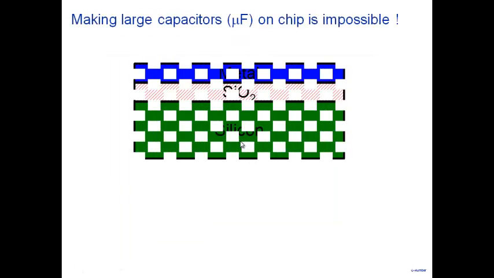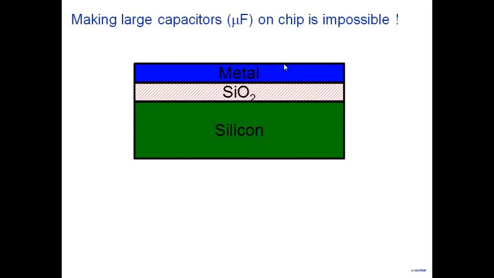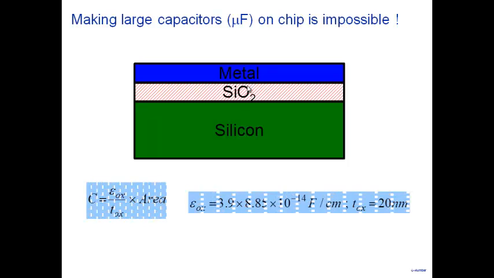Why can't I make these capacitors? Some quick calculation. One of the ways in which you can make a capacitor is, if you have silicon, you can make SiO2, an insulator, and you can put metal. I'm doing some very simple crude analysis. The silicon acts as one plate of the capacitor, and the metal acts as the other plate. So it's a parallel plate capacitor, and let's see what kind of capacitor I can get. Capacitance is epsilon oxide by T oxide, the oxide thickness, multiplied by area.